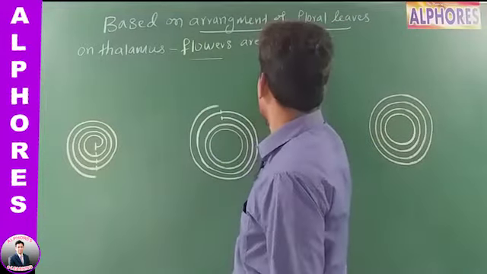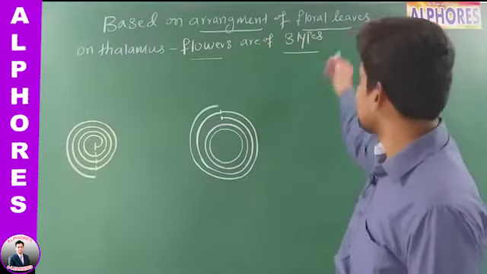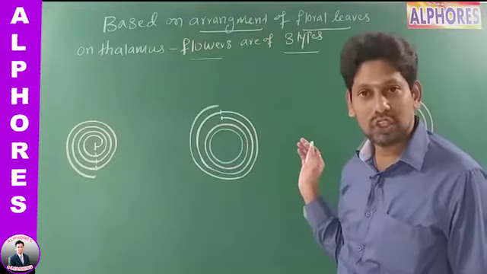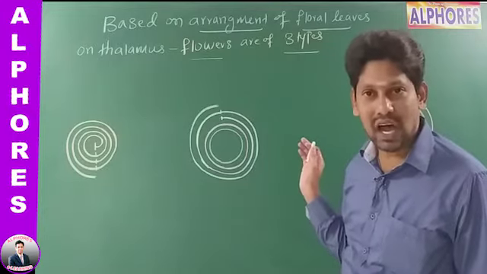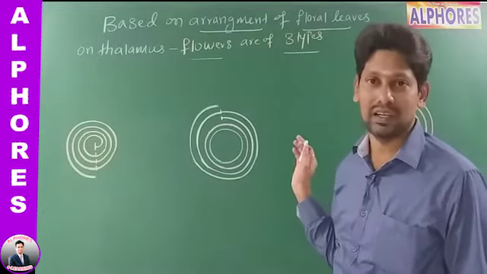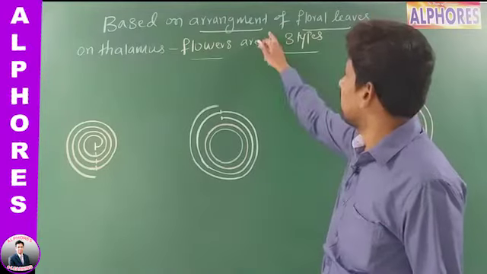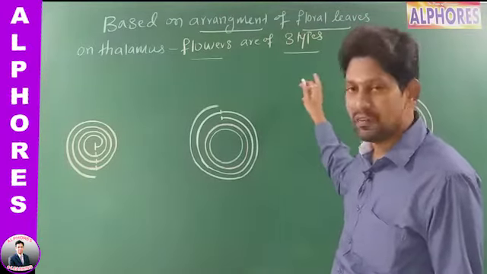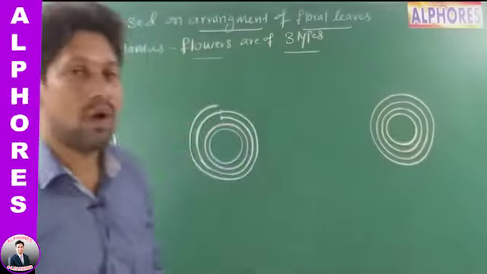Flowers are of three types. What is the meaning of floral leaves? Calyx, corolla, androecium and gynoecium. These are the floral leaves. Therefore, based on arrangement of floral leaves on thalamus, flowers are of three types.